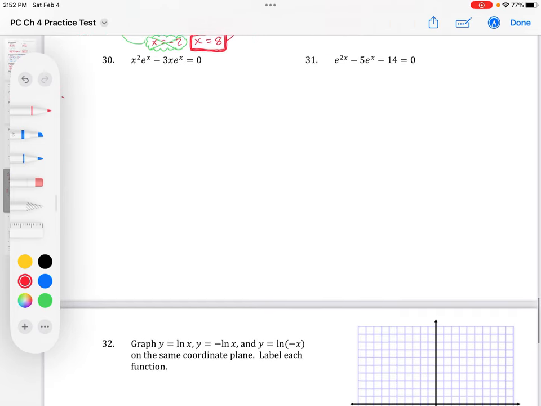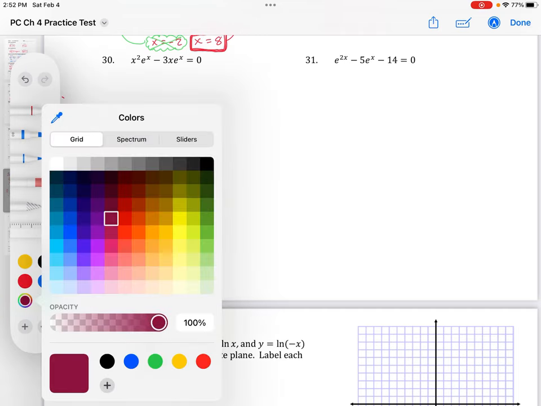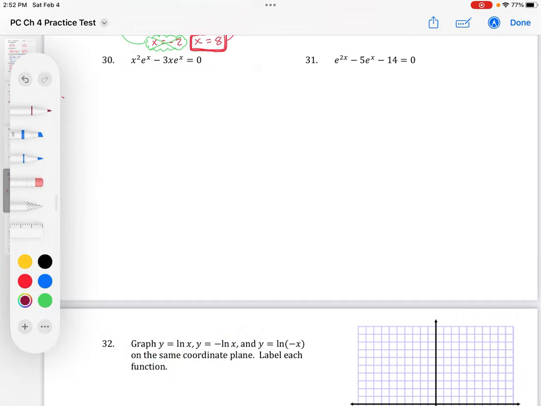All right, 30 and 31, we will need to use our factoring skills. So in 30, let's start by taking out some GCFs. So I noticed that both of these terms have an x in them. So let's take that out. And they also both have this e to the power of x in them. So let's take that out. Then what I'm left with is just an x - 3.